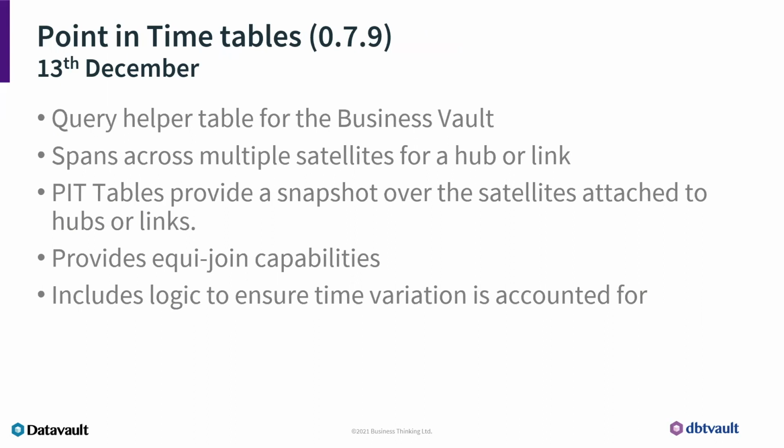So let's have a deeper dive into point in time tables. For those of you who don't know, point in time tables are a query helper table that lives in the business vault. The idea is that they span across multiple satellites for a given hub or link. And they provide a snapshot over the data for the satellites that they are created on for the hubs and links, so that we can get the data for a particular point in time for those hubs and links. And it provides the equijoin capabilities, so that it really helps with performance. That's why they're a query helper, because it helps with the performance of your queries in your reporting layer.